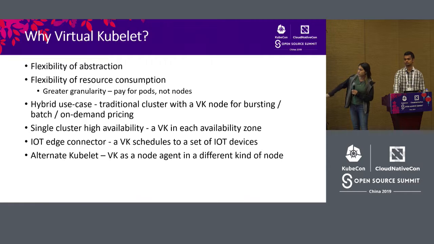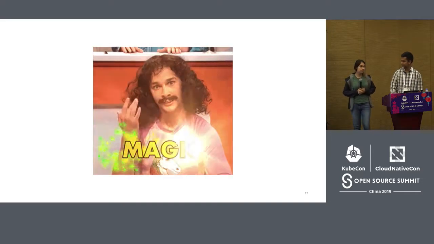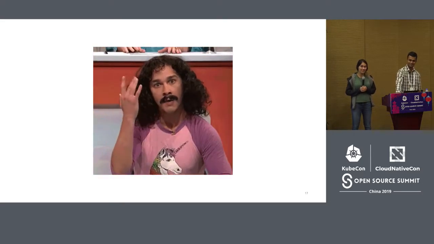And then we have some IoT edge use cases, and also masking Virtual Kubelet as a different kind of node. So you could mask it as a GPU node or GPU containers, things like that, or a different SKU. It's all magic.